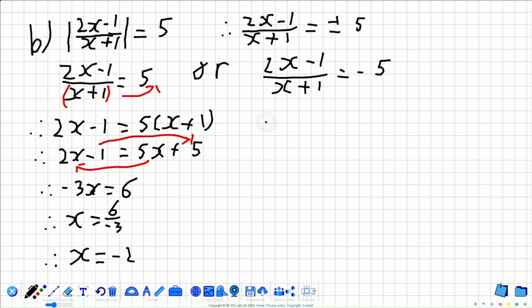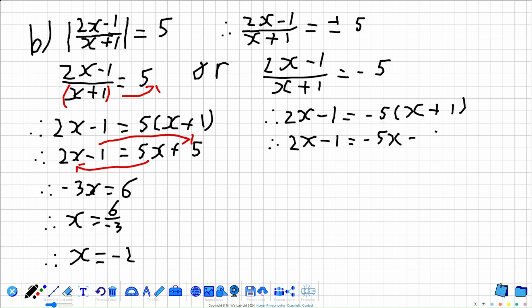Now on to the other side. We do a similar thing here. Therefore 2x minus 1 equals -5, and then in brackets x plus 1, which we can evaluate as 2x minus 1 equals -5x minus 5. And then that will be moving things around again. This one will be a little bit easier. But we'll have, therefore, 7x will equal -4. So therefore x equals -4 over 7.